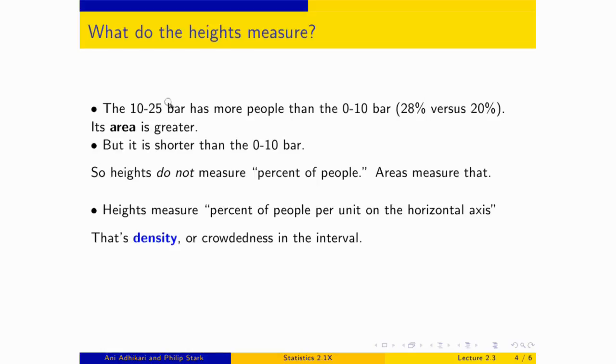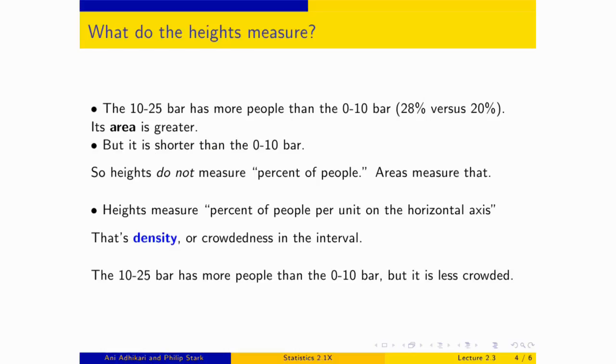The 10 to 25 bar has more people, but it is shorter, and that means it has more people, but it is less crowded. That's just like the United States having more people than Japan, but being less crowded because it has correspondingly much more room.